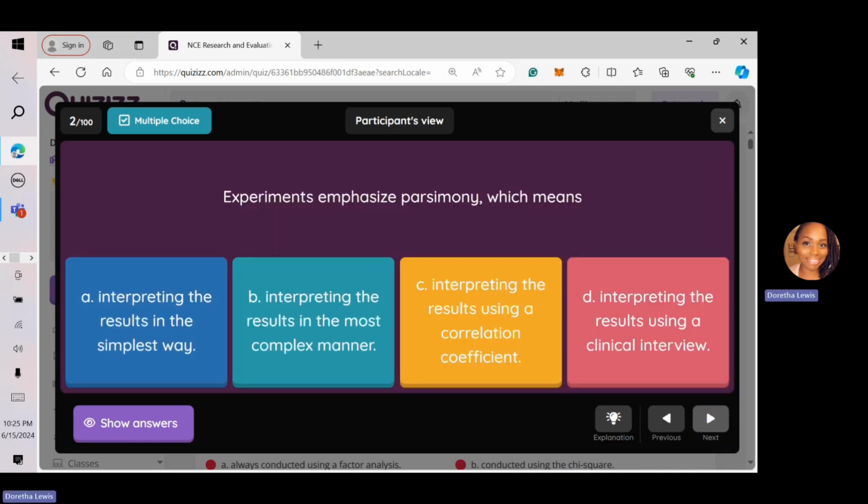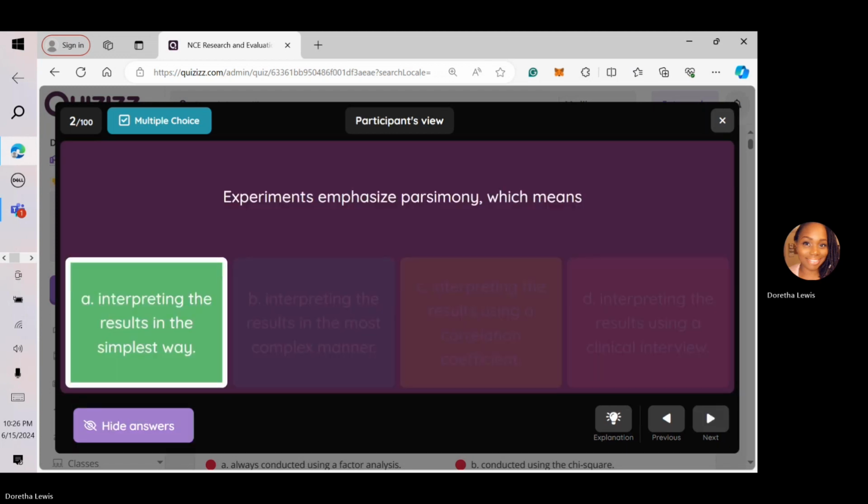Okay, number 2, experiments emphasize parsimony, which means A, an interpretation of the results in the simplest manner. B, interpreting the results in the most complex manner. C, interpreting the results using a correlation coefficient. And D, interpreting the results using a clinical interview. So it's going to be A, right?